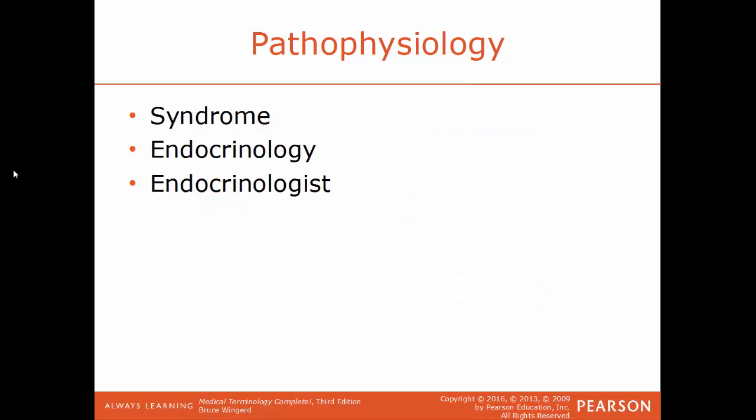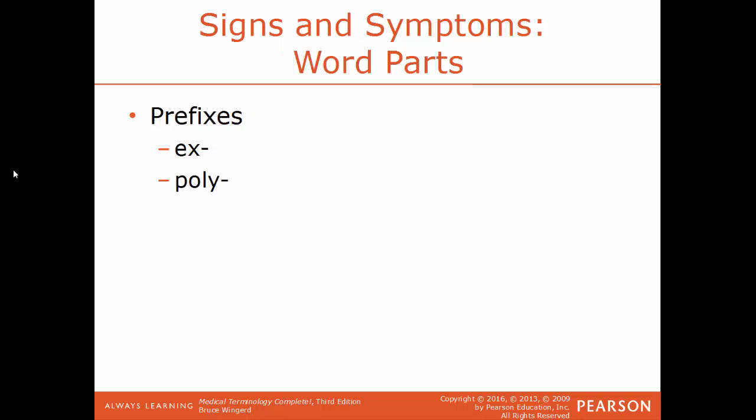Now, some terms that you will commonly see when it comes to pathophysiology with the endocrine system. The first one, syndrome. This is a group of symptoms that consistently appear with each other, and they characterize a particular abnormality or a particular disease. Endocrinology. This is the study of the endocrine system, and a person that specializes in this field of medicine would be an endocrinologist.